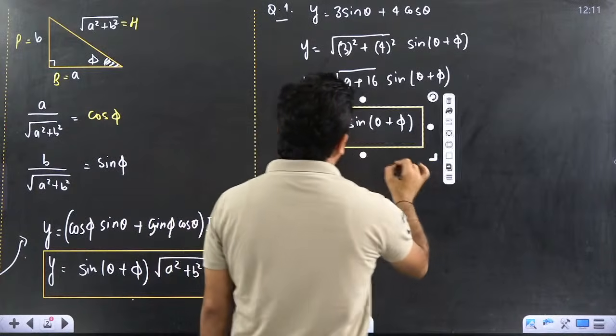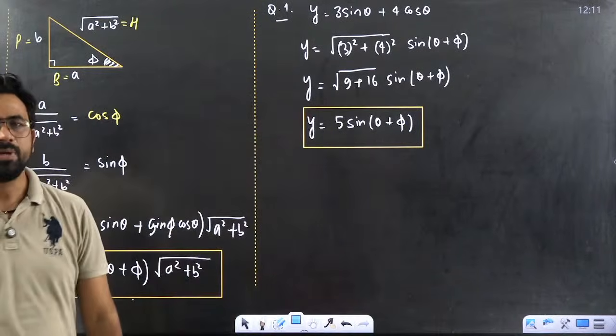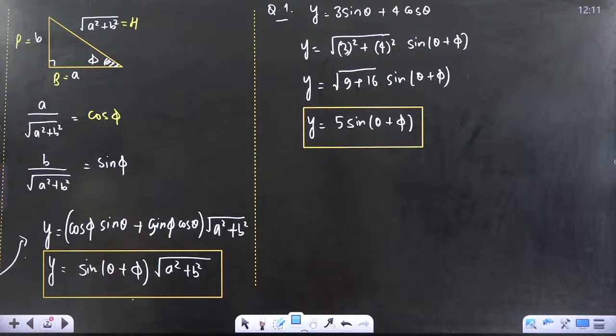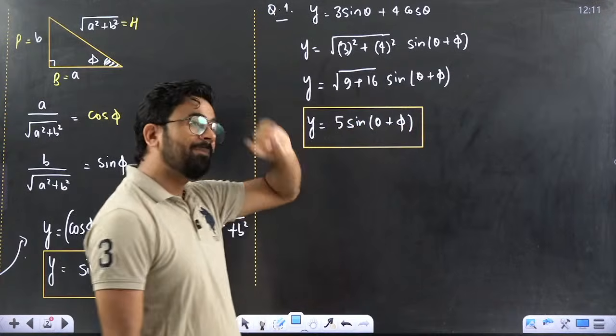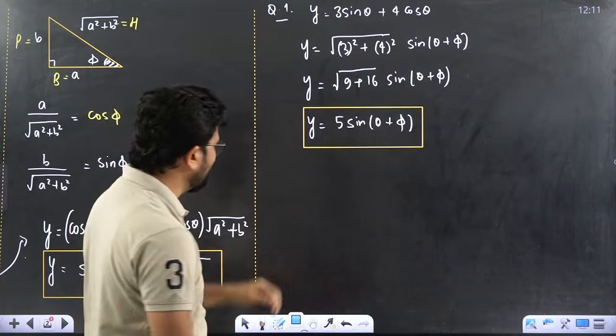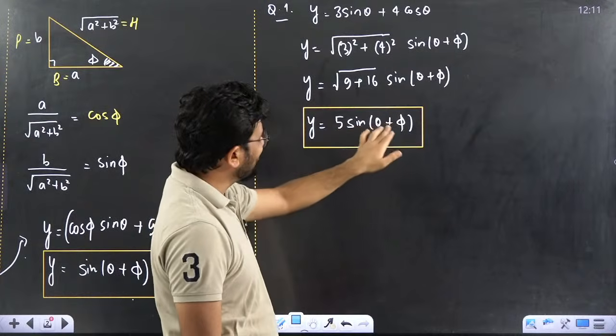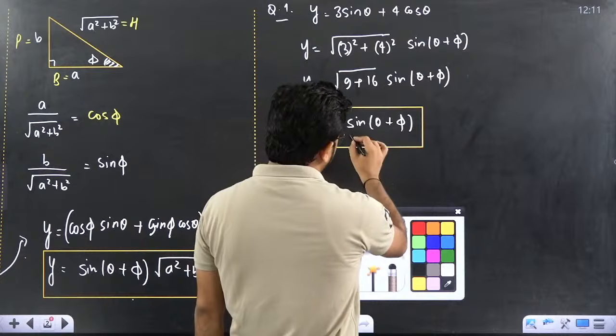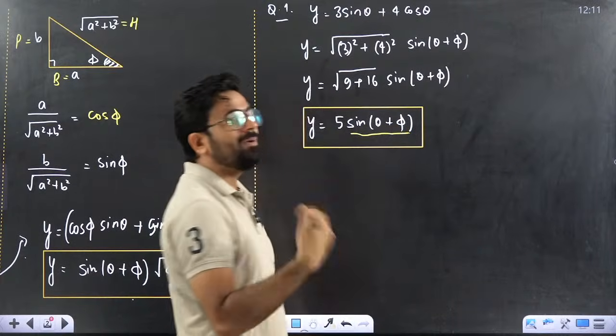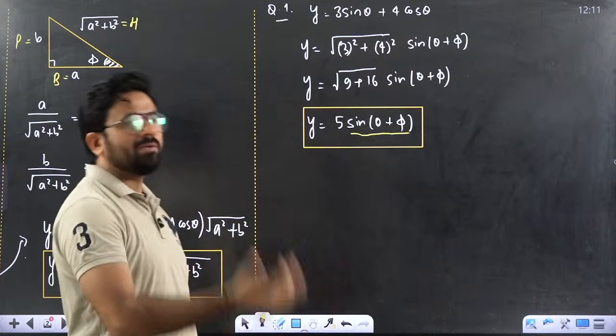Okay, up to here everyone can reach. This is y equal to 5 sin of theta plus phi. And in the previous class also I told you, very simple, this sin value, what I am telling you, this sin value. So what is the sin minimum value? What is the sin maximum value? First you have to understand.